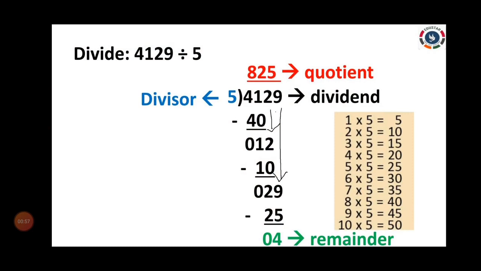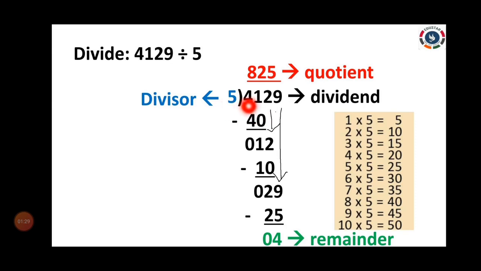Now I am going to explain how to divide the values. So here, divide 4129 divided by 5. So the first number, what? 4129, that is the dividend. How do we call that number? Dividend. Okay. So after the division symbol, that is the divisor. What is that? That is the divisor. So the dividend is written inside the box and the divisor is written outside the box. Now we are going to divide the values.